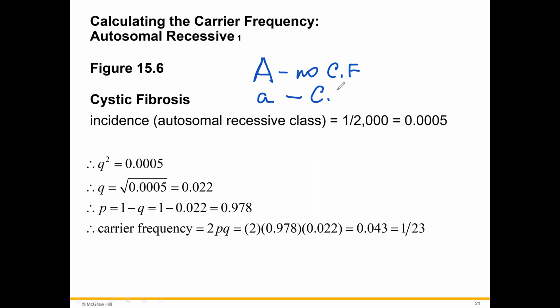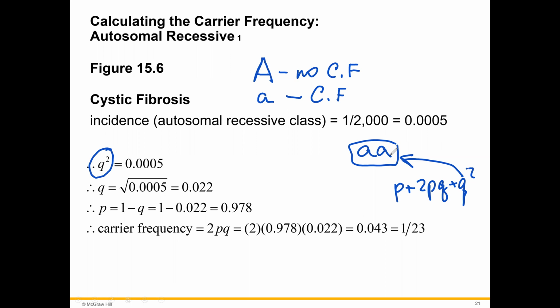Make sense? Now, if somebody has cystic fibrosis, what is his or her genotype? Only little a, little a, right? Because to have cystic fibrosis, a recessive disorder, you need 2 recessive alleles, right? So the people who have these 2 recessive alleles is 1 in 2,000. And that's q squared. Remember our formula, p squared plus 2pq plus q squared. This q squared is little a, little a.